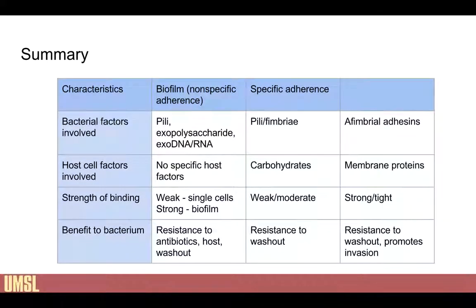And so pili are really helping to resist shear forces, for example, in the body. And the same things are happening with afimbrial adhesins. But what we're going to see in the coming lecture is that these are very important for invasion. Okay? And so that is where I want to leave today. I'll see you guys on Monday.